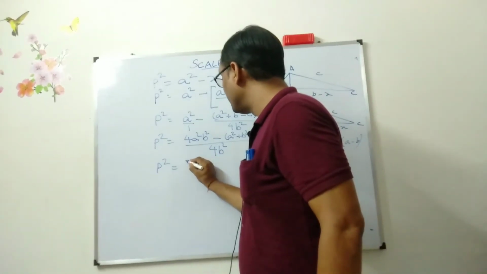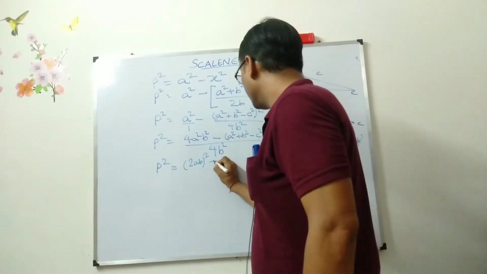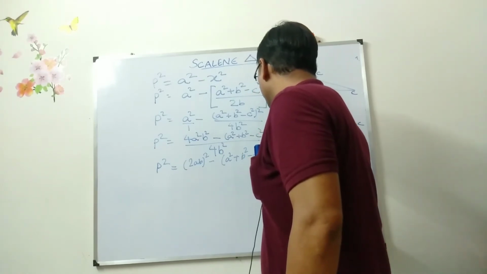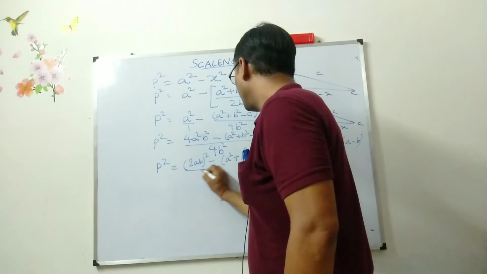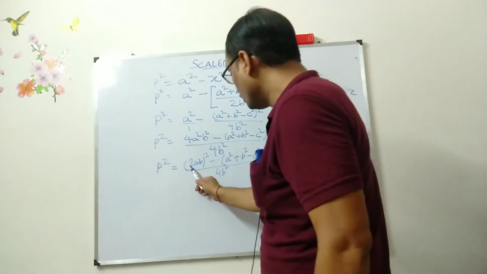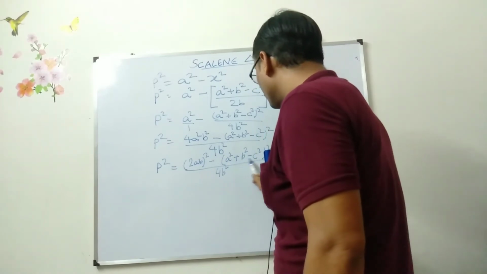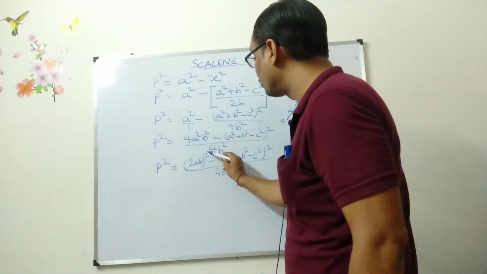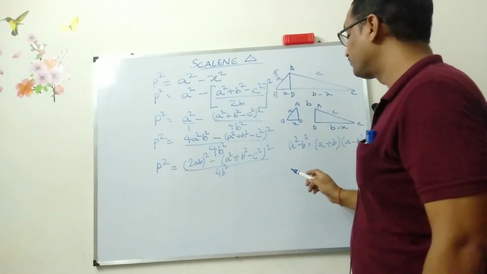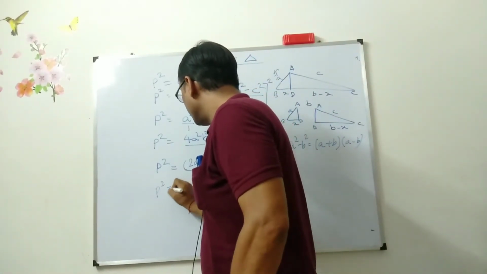I have to put this one in this formula. 4a square b square, I can write as 2ab ka whole square minus this one you will be writing as it is, a square plus b square minus c square ka whole square by 4b square. Now look at this. If you are assuming 2ab as a and this one as b, then it will be looking like a square minus b square. What is the formula of a square minus b square? A plus b into a minus b. So let me write in that way only.